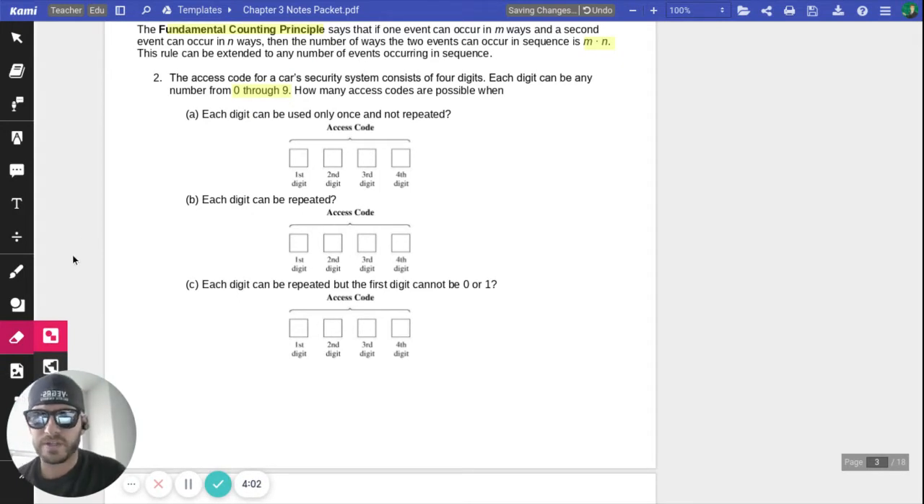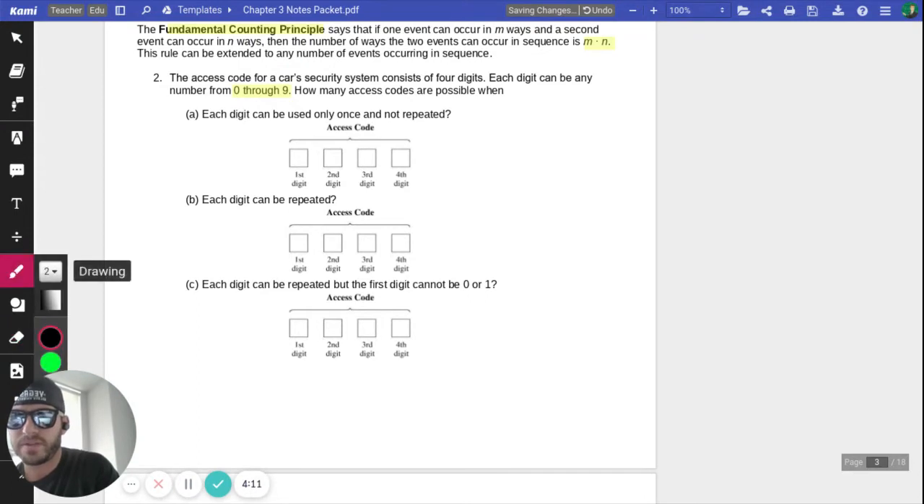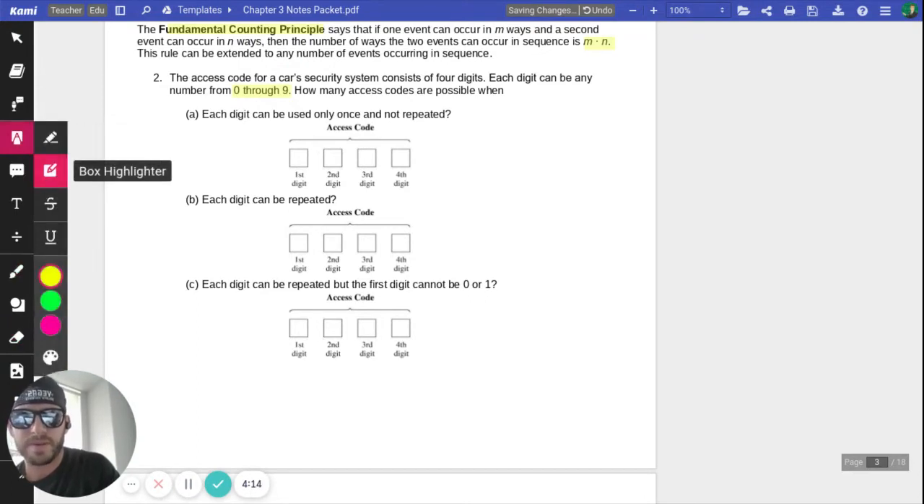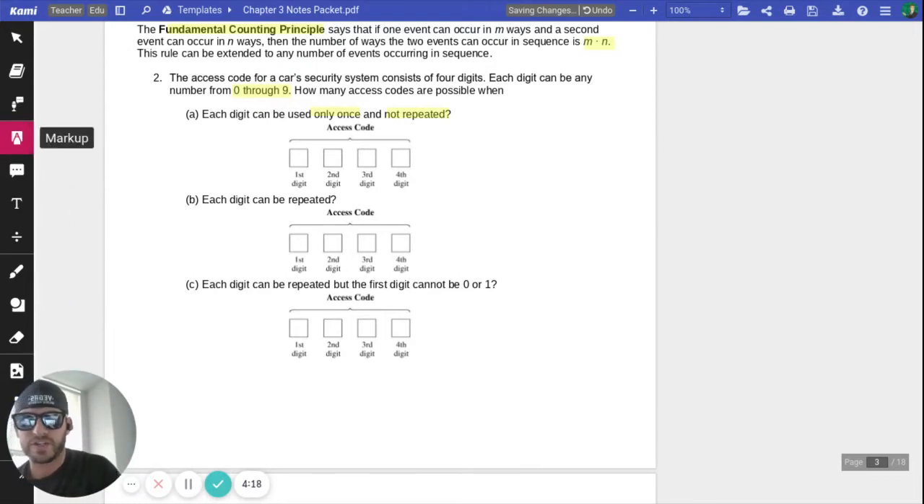And 3, 2, 1. So let's answer these questions. How many access codes are possible when each digit can be used once and not repeated? So if we're looking at it once and not repeated, then we're not going to have any repeats. So that'll change our number.